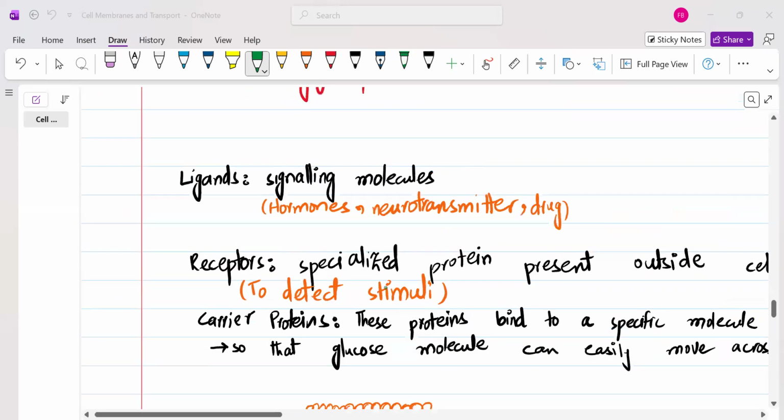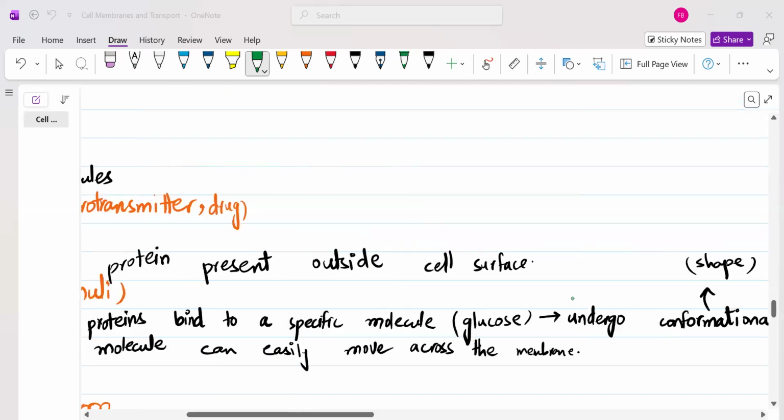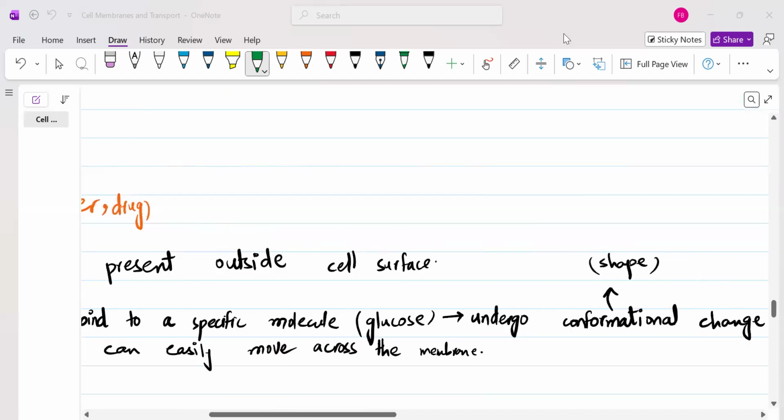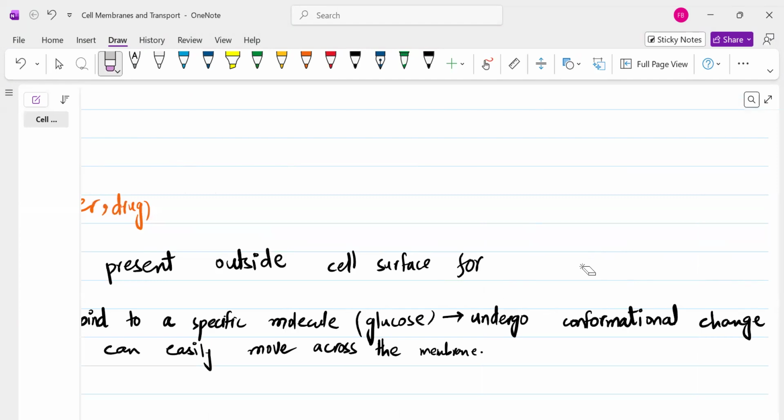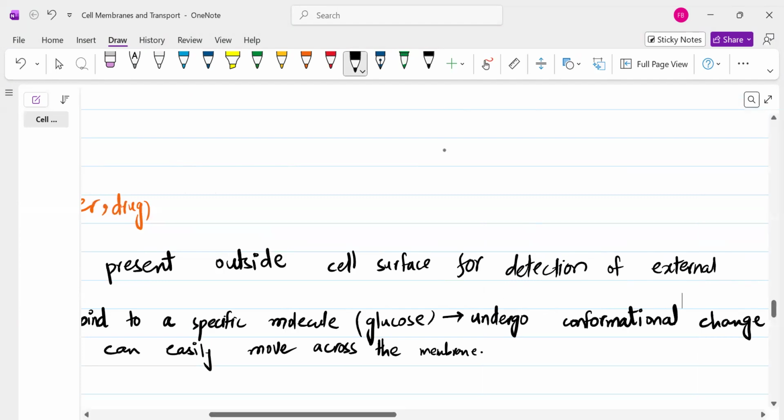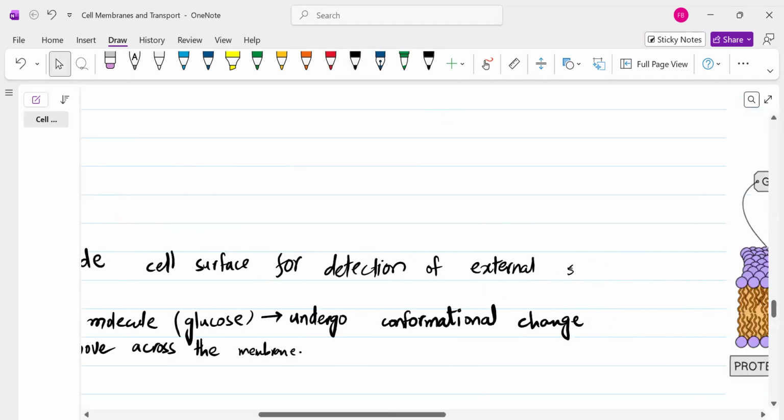I have written over here that it is a specialized protein present outside the cell surface for detection of external stimulus. This is what we say a receptor is in biology.